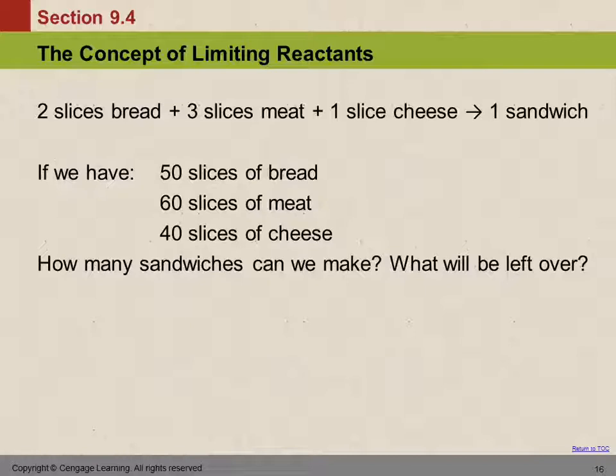And so let's just do this example. Here's our recipe for a sandwich. 2 slices of bread, 3 slices of meat, a slice of cheese makes 1 sandwich. So if we have 50 slices of bread, 60 slices of meat, and 40 slices of cheese, how many sandwiches can we make? Now this is a somewhat practical problem, right? If you're making sandwiches for the football team or something, how do we figure this out?